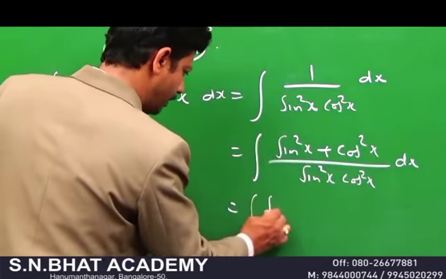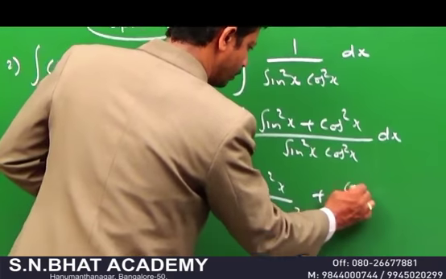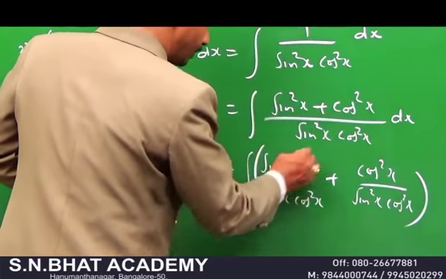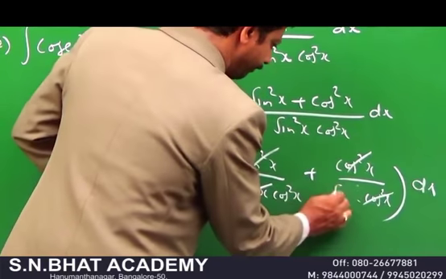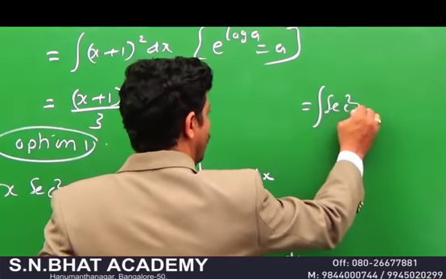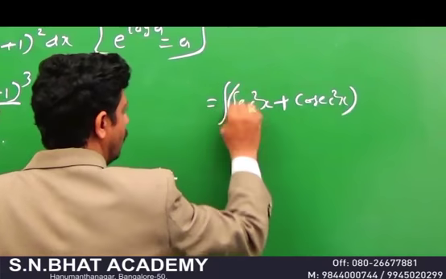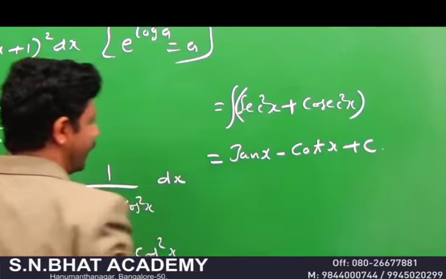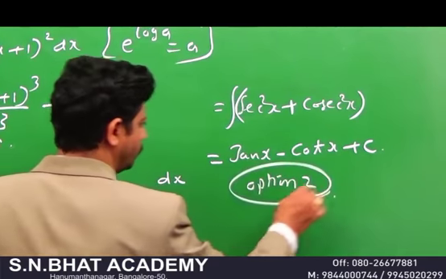Now split the LCM. It is sine square x divided by sine square x cos square x plus cos square x divided by sine square x cos square x. Now cancel sine square and cos square here. So you get 1 by cos square, which is secant square x, plus 1 by sine square, which is cosecant square x. For secant square x, the integral is tan x. For cosecant square, it is minus cot x plus c. So it is option number 2. So the correct answer is option 2.